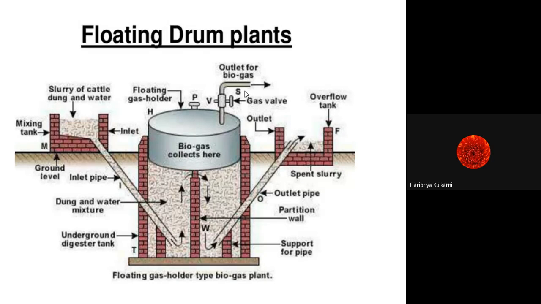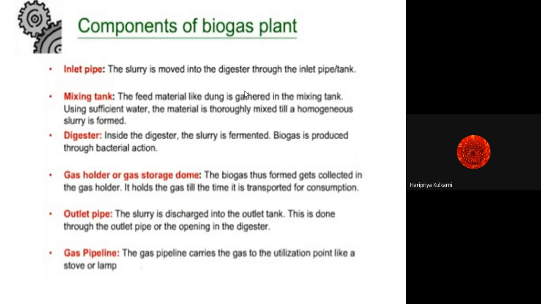So now let us discuss the same thing again. I'll just repeat. So components are inlet pipe, you have seen, mixing tank, which is an inlet tank, digester, which is a main tank, gas holder and gas storage dome, which is floating one, which I have shown you above, then outlet pipe through which the residues are taken out, and gas pipeline through which gas is circulated. So through inlet pipe, the slurry is moved into the digester.